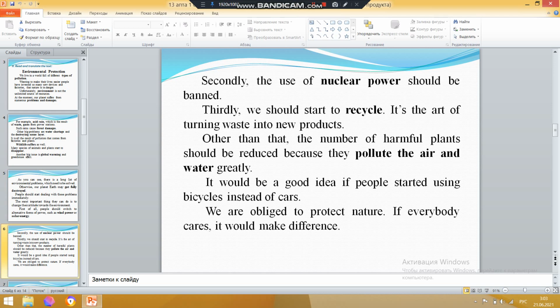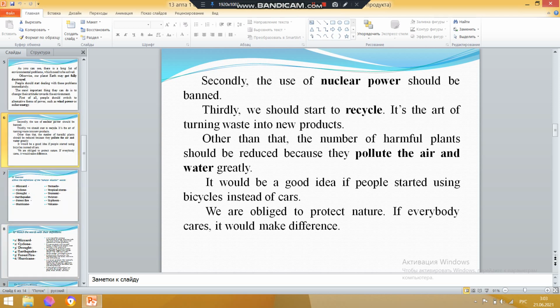Thirdly, we should start to recycle. It's the art of turning waste into new products. Other than that, the number of harmful plants should be reduced because they pollute the air and the water greatly. It would be a good idea if people started using bicycles instead of cars. We are obliged to protect nature. If everybody cares, it would be different.